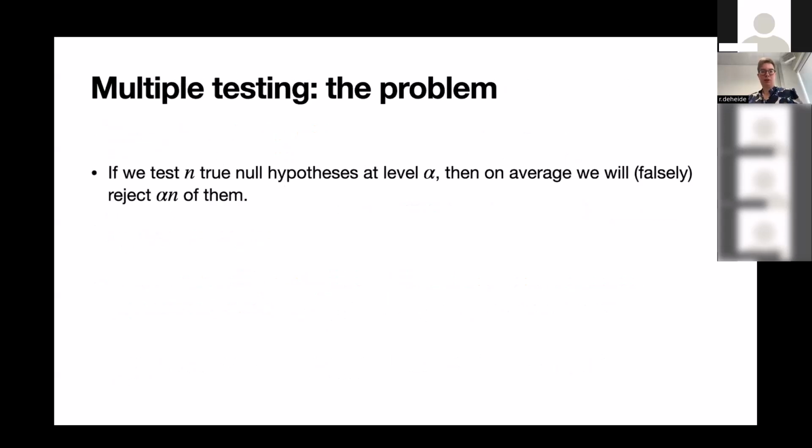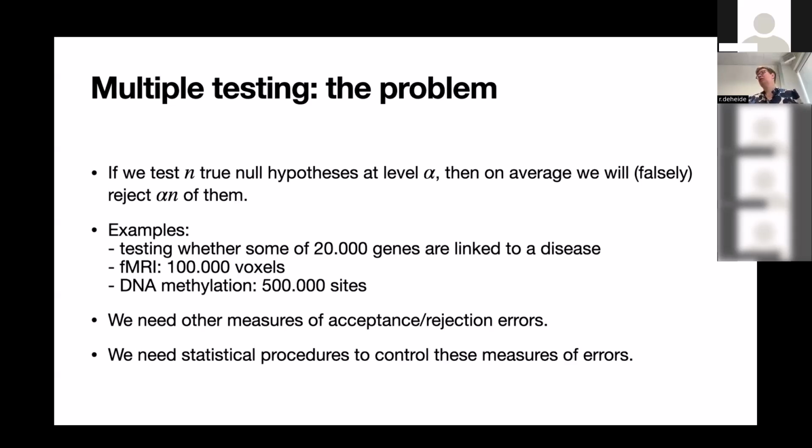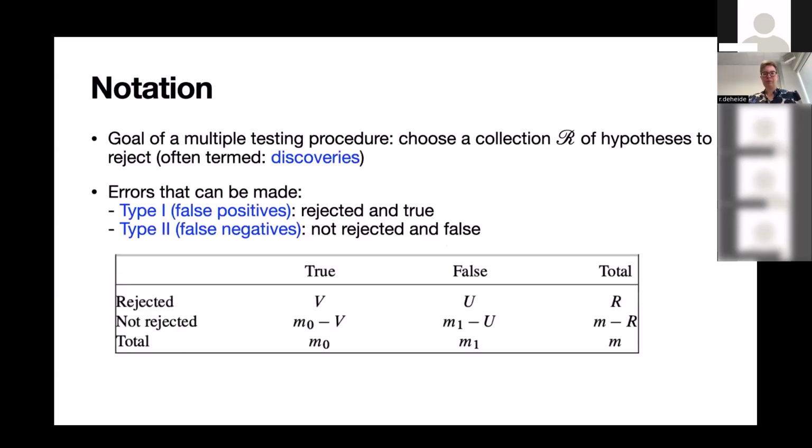Then I will go to the multiple testing bit. So a quick introduction. I'm sure many of you have seen this before. If we test n true null hypotheses at level alpha, then on average we will, of course, falsely reject alpha times n of them. And if n is in the 100,000s, this is a big problem. We don't want to end up with so many false discoveries. So these are some examples. So in multiple testing, we need other types of measures of acceptance or rejection errors. And we need statistical procedures for how to control these measures of errors. So the goal of a multiple testing procedure is to come up with some collection of hypotheses that we want to reject.